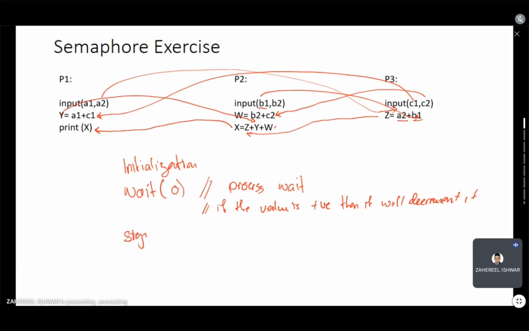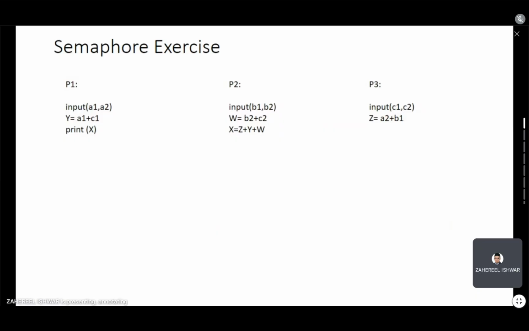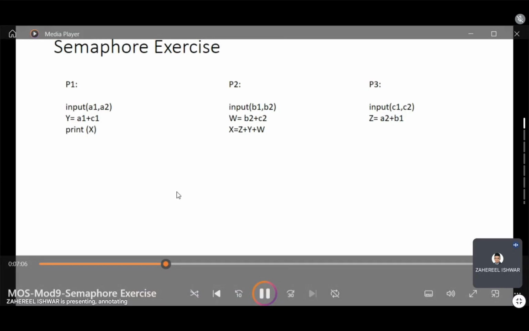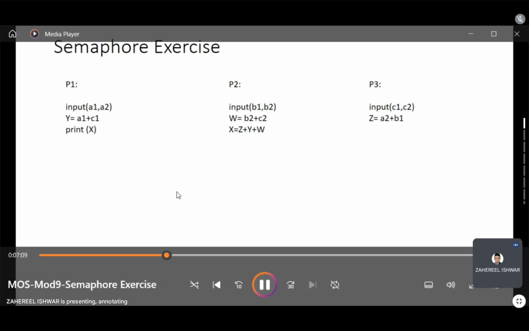Another operation is signal. Basically, when a process issues a signal on a particular semaphore, it will increment the semaphore value. So what we do now is rewrite the code with semaphores to enforce mutual exclusion and also synchronization of access.